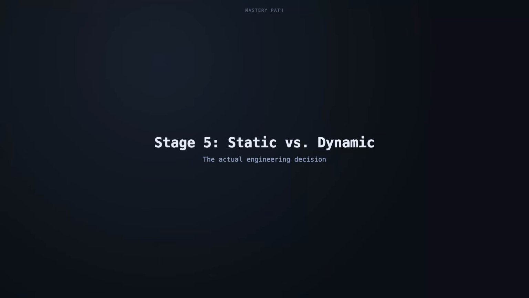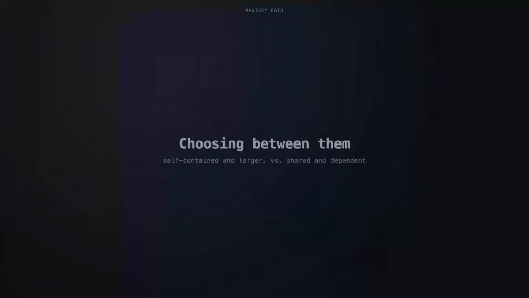Here's the decision this whole video has been building toward, boiled all the way down to what actually matters when you ship. Static gives you one self-contained binary with zero runtime dependency, at the cost of size, and having to relink every program that depends on it whenever you fix a bug. Dynamic gives you a smaller binary and exactly one shared file to patch, at the cost of that file actually needing to be present, and version compatible, wherever your program runs.